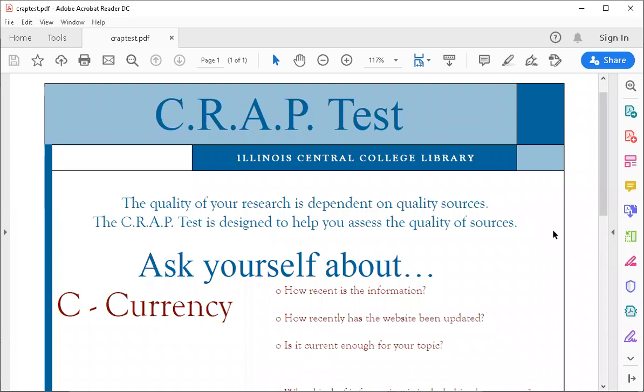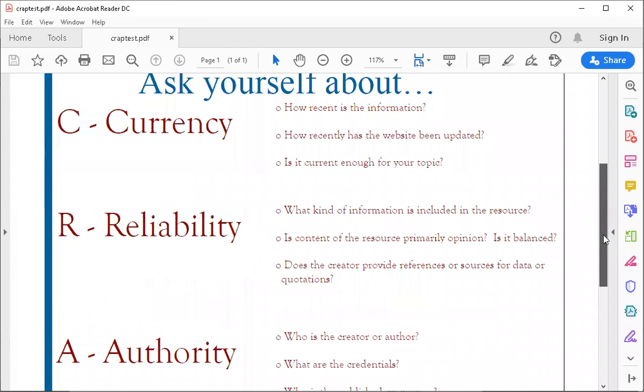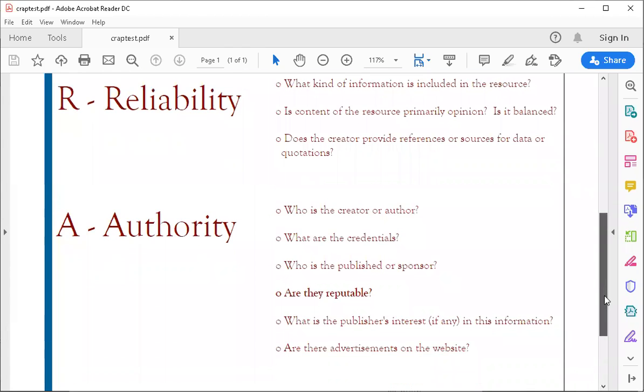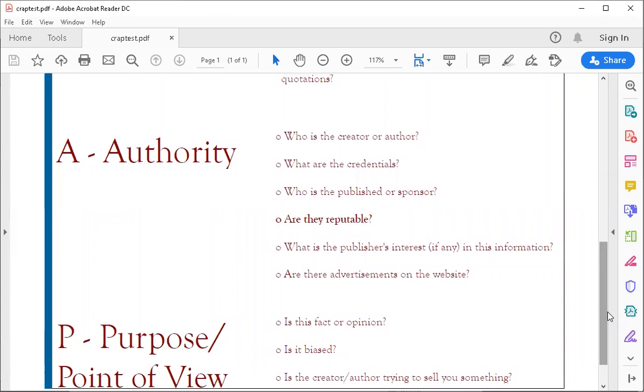Hello, this tutorial is on the credibility of information and the CRAP test. The CRAP test goes through four main areas: currency, reliability, authority, and purpose point of view. We have gone through currency and reliability in a previous tutorial. This tutorial will focus primarily on authority and purpose and point of view.